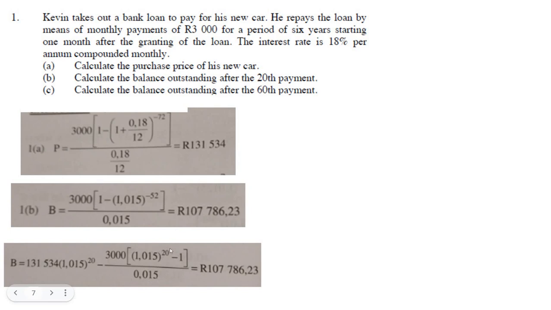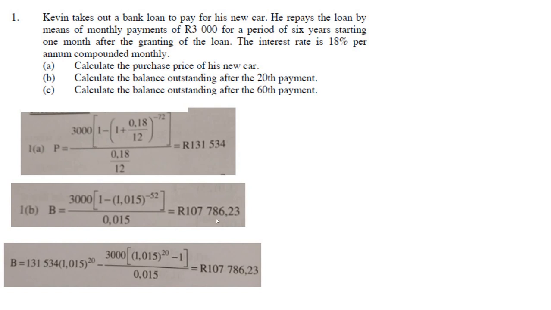But this is the future value of how much money you would accumulate by putting in 3,000 for 20 payments. And if you subtract, you get how much you still owe on the loan. The other way is to go 72 minus 20. There's 52 payments left. If you put the number of payments that you have left into the present value formula, you get exactly the same answer.